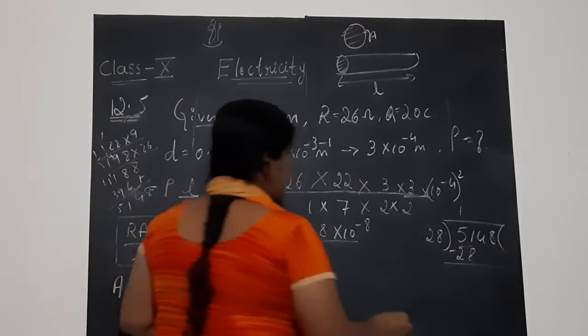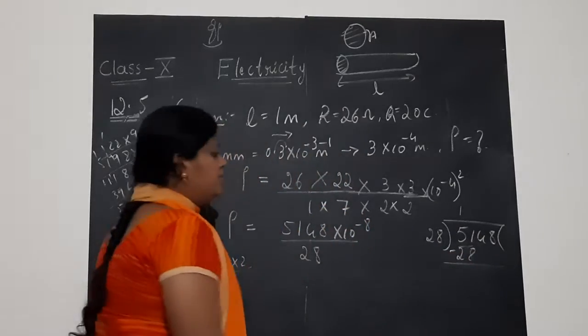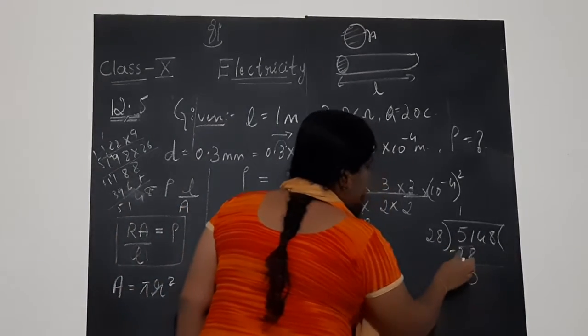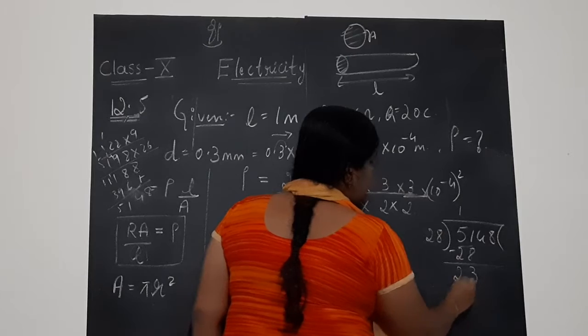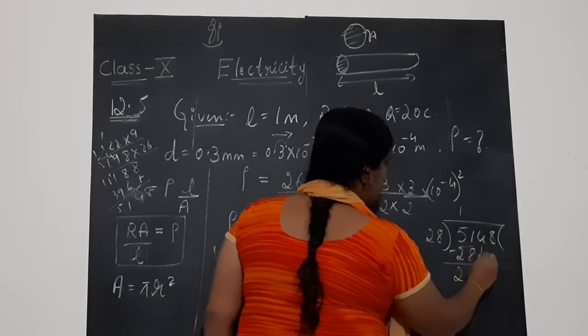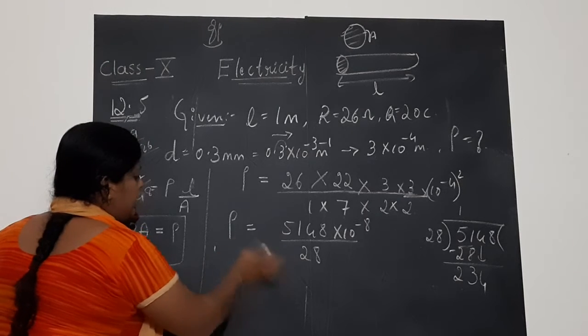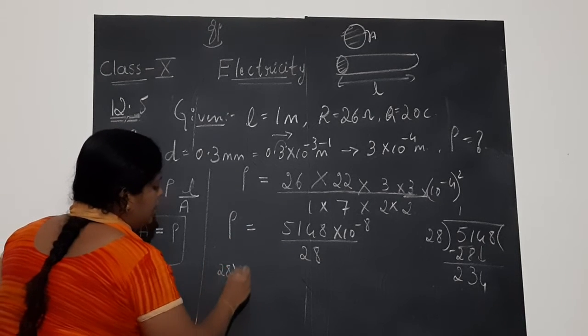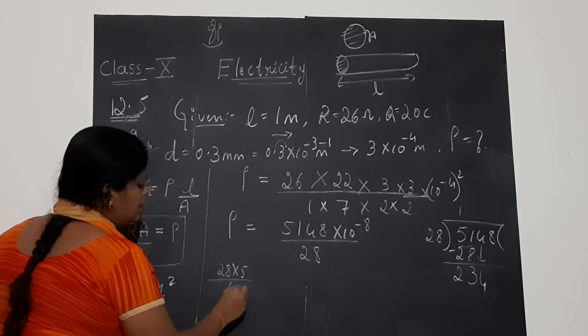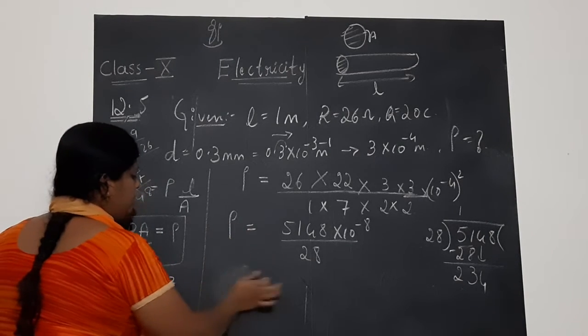28 ones are 28, 11 minus 8 is 3, 4 minus 2 is 2. 23 is there. Bring down the next number, 4. 234 I want. So I will try 28 into 5: 5 8s are 40, 5 2s are 10 plus 4, 14. 140. I am very far.